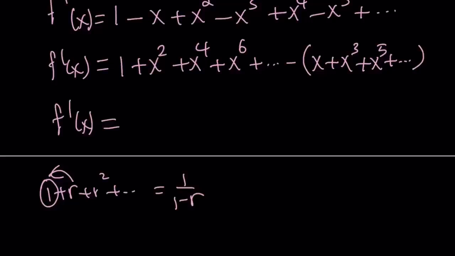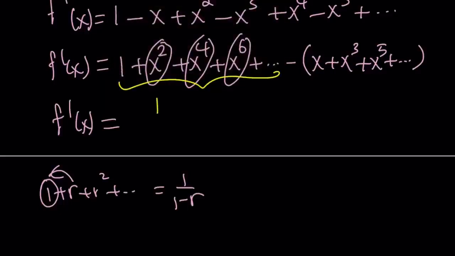Because if you look at this, this is x squared to the first power, this is x squared squared, this is x squared cubed, and so on and so forth. So the first part, which is this part right here, is going to be equal to 1 over 1 minus x squared. Awesome. What about the second part? The second part can be written as follows.